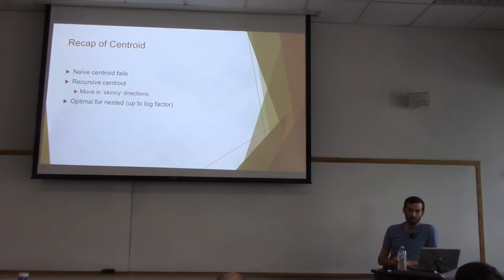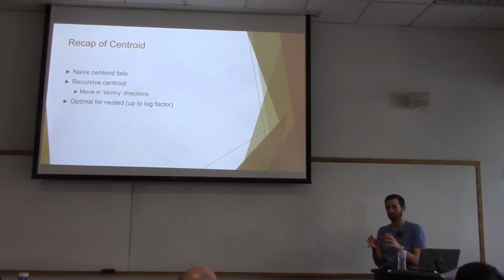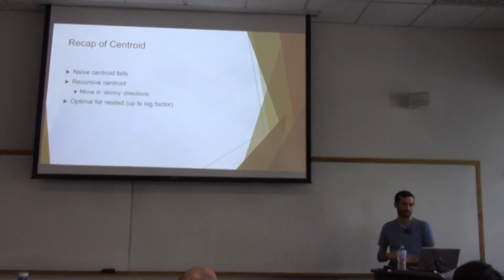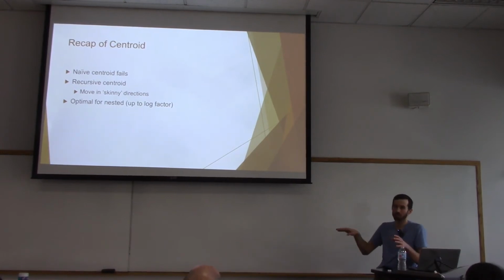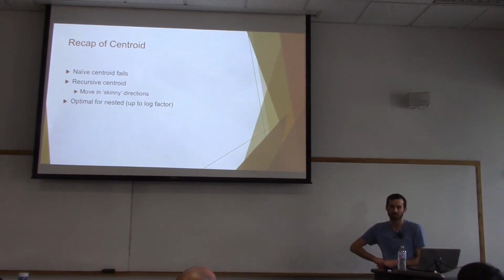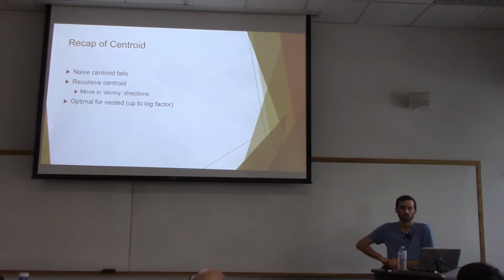So to recap this first section on centroid, the naive centroid algorithm failed. It was not sensitive enough to the shape of the convex set. So we fixed this using this recursion strategy and tried to move only in the skinny directions and eliminate the movement in the other directions. And this got optimal up to square root log with the Gaussian improvement. Yeah? So if you don't use the recursive strategy, do you know how bad the Gaussian centroid can get? I don't. We never asked the question, so I don't know.